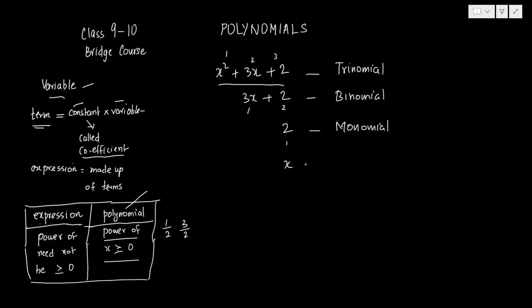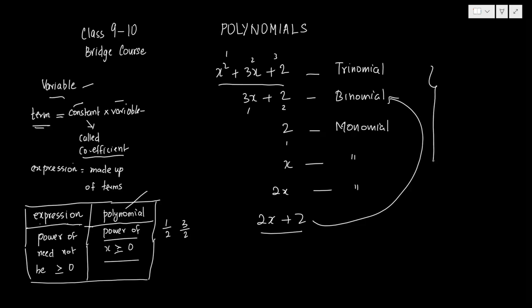For example, if you take x, that is also a monomial. If you take 2x, that is also a monomial. If you take 2x plus 2, there are two terms, so it's called a binomial. So we have classified polynomials into trinomial, binomial, and monomial based on the number of terms, but you should not confuse that with the degree. In this case, the power of x squared is 2, the highest power of this polynomial, so 2 is the degree. Here, 1 is the degree. Here, 0 is the degree. But based on the number of terms, you call it trinomial, binomial, or monomial.